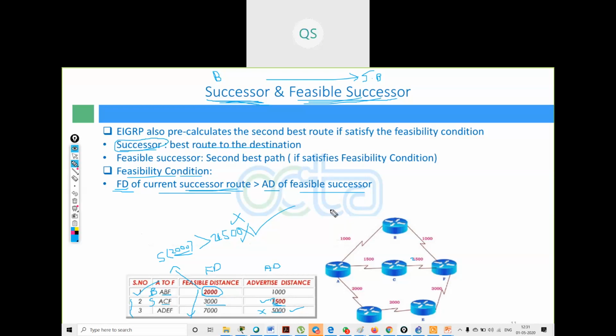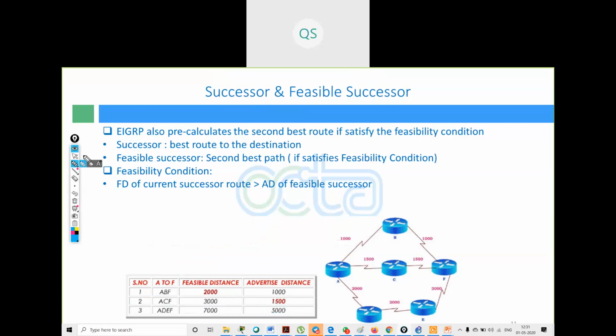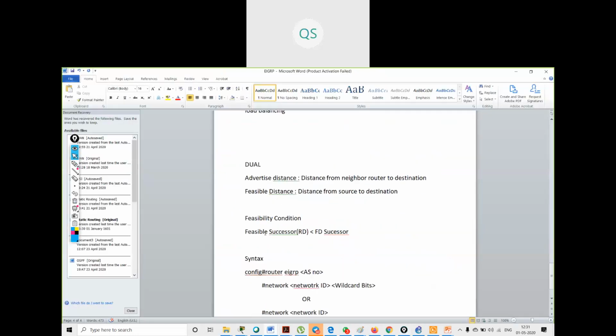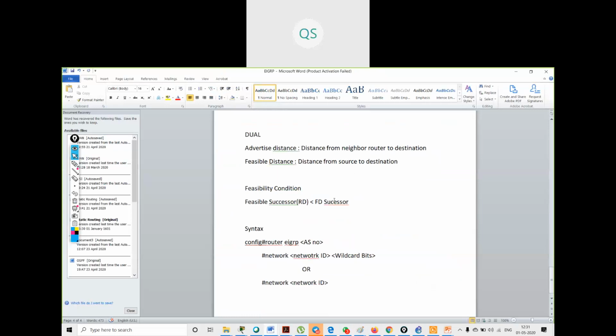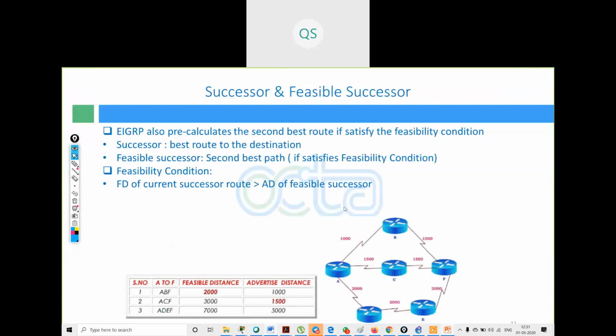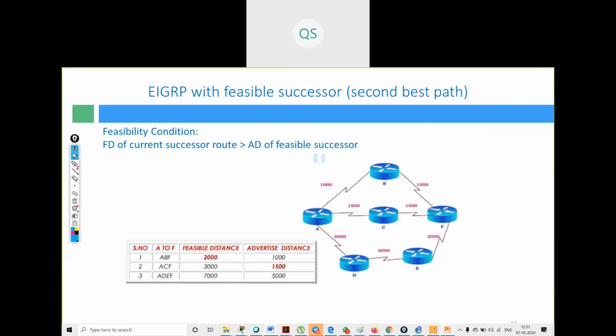This is something called the DUAL algorithm, the diffusing update algorithm. The feasible successor's RD or AD should be less than the FD of the successor. Okay. So this is the scenario in which the best route and the second best route are elected. Understood?